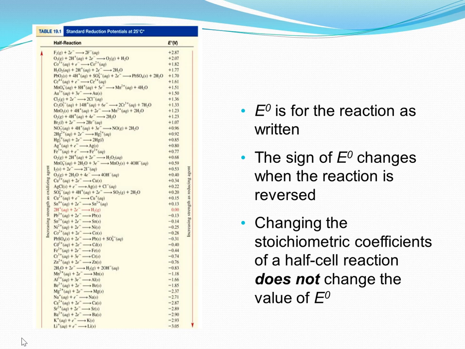Here is a table similar to the one found on page 7 of your data booklet. The values shown are for the reaction as written. If the reaction reverses, the sign of the reaction changes. If we change the coefficients of the half cell reactions, the value of the reduction potential does not change.